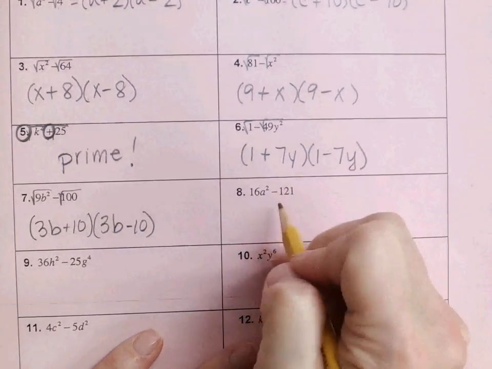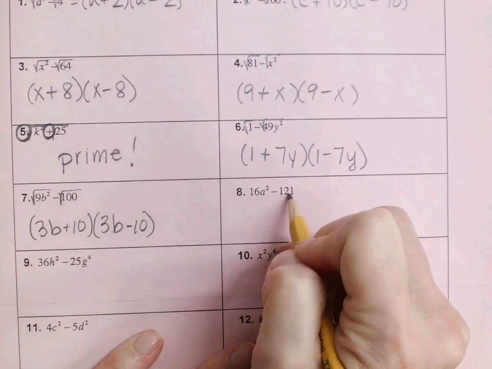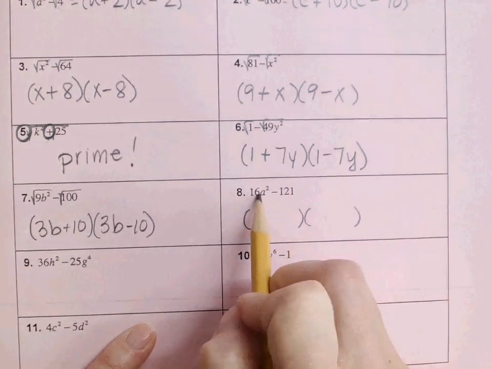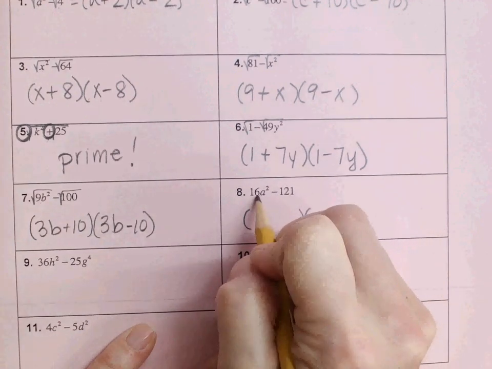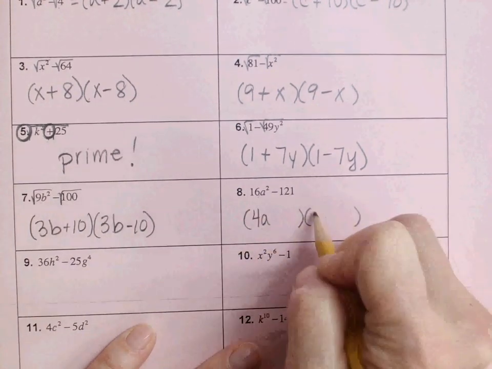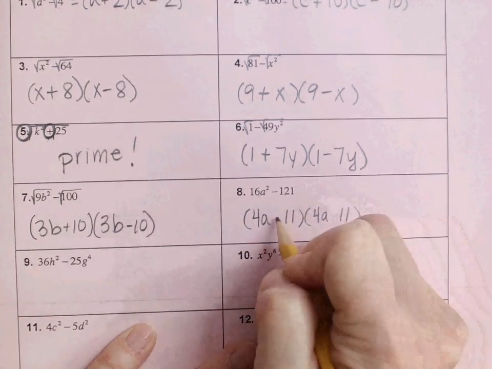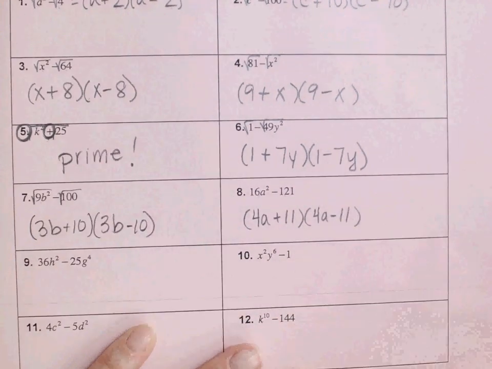Number 8, same thing, 16a squared minus 121. We are going to go ahead and do difference of squares, so we're finding the square root. Square root of 16a squared is 4a. The square root of 121 is 11. Make sure you just have the appropriate signs.